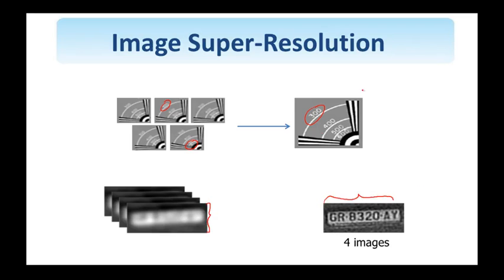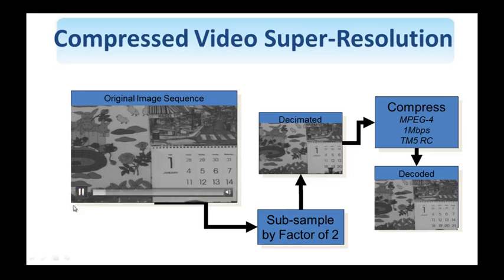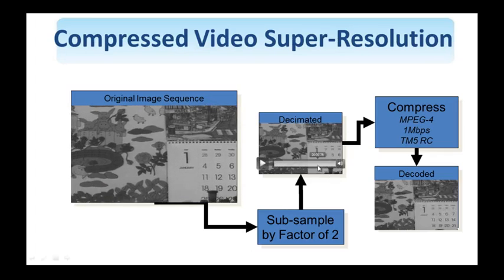Actually, the dimensions of these images here are the same, the low and high, but this was done just for displaying purposes. The super resolution of compressed video is another recovery problem. So the degradation model is shown here. We start with a video at the original resolution. A short segment is shown here. This is downsampled by a factor of 2 in both dimensions in this particular case. And then this downsampled video is compressed using the MPEG-4 video compression standard at 1 megabit per second using a specific rate controller. So here is the compressed downsampled video.